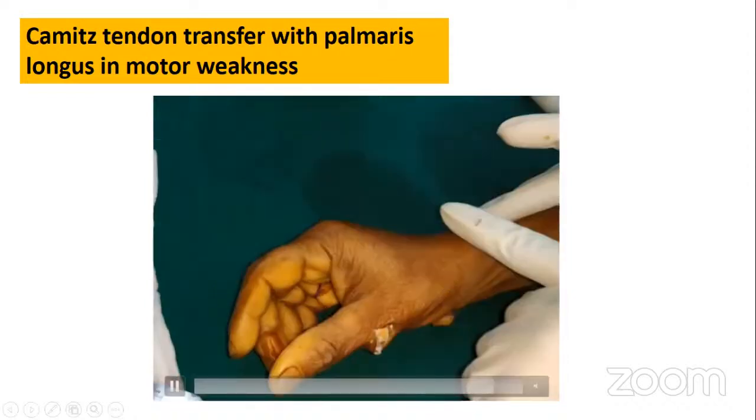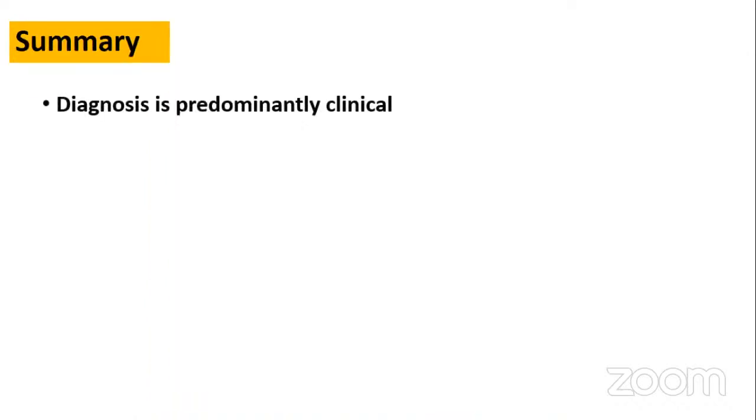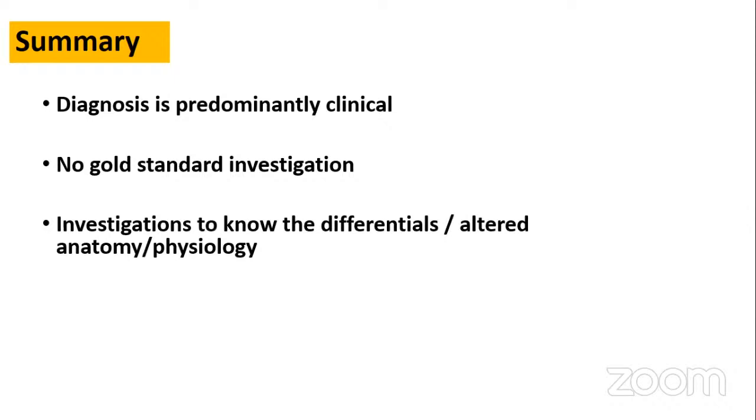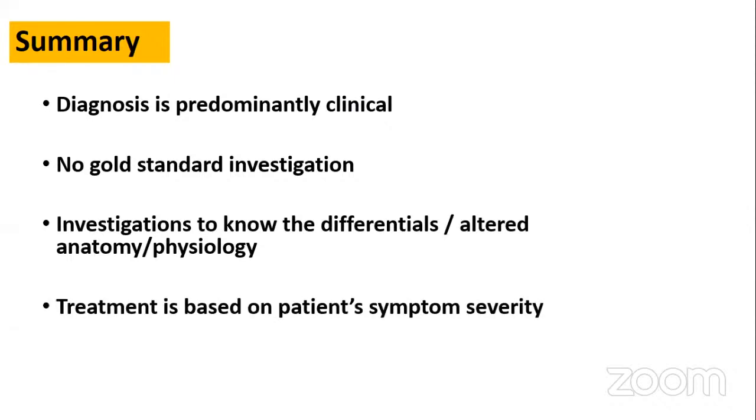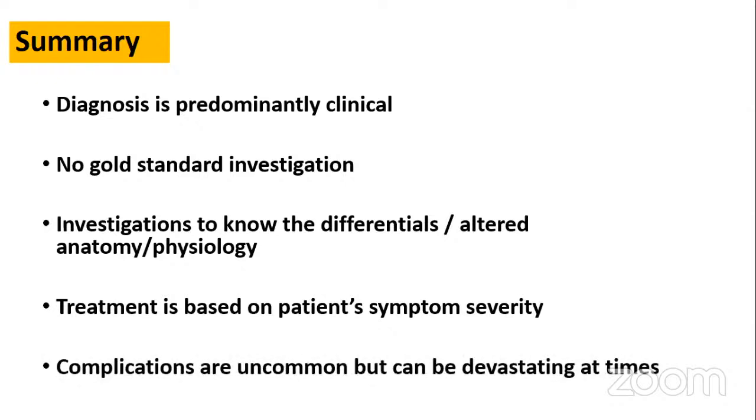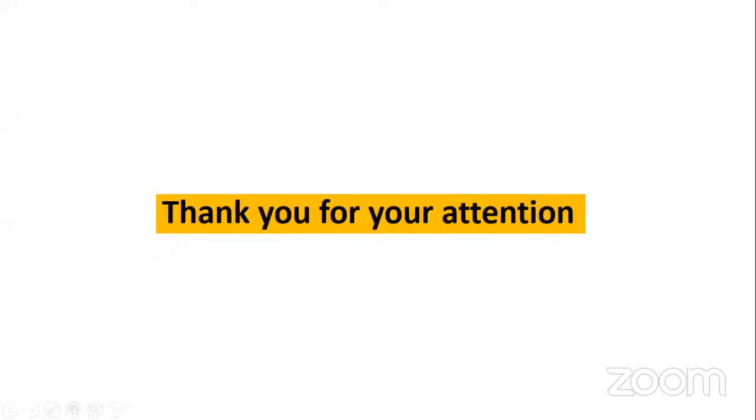So in summary, diagnosis is predominantly clinical for carpal tunnel syndrome. There is no gold standard investigation. NCV and EMG, or nerve conduction or electrodiagnostic studies, are the reference standards. Investigations to know the differentials, altered anatomy and physiology are very important. That is when the NCV becomes very important. Treatment is based on patient symptom severity, and complications are uncommon, but if they happen, they can be very devastating at times. Thank you so much.